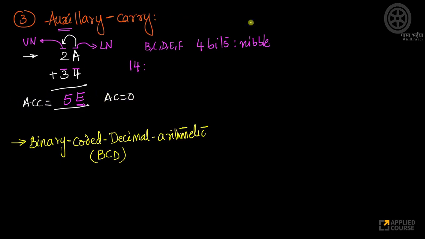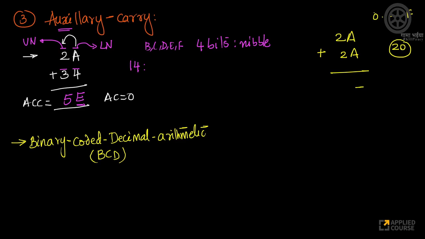Let's take another example. Imagine if I have 2A plus 2A. Now when I'm summing these two things, A is 10, A is 10. 10 plus 10 is 20. I cannot represent 20 using a single nibble, because in a single nibble, I can store values from 0 to F, or in other words, 0 to 15. I can't store 20, so I can only store some part of 20.